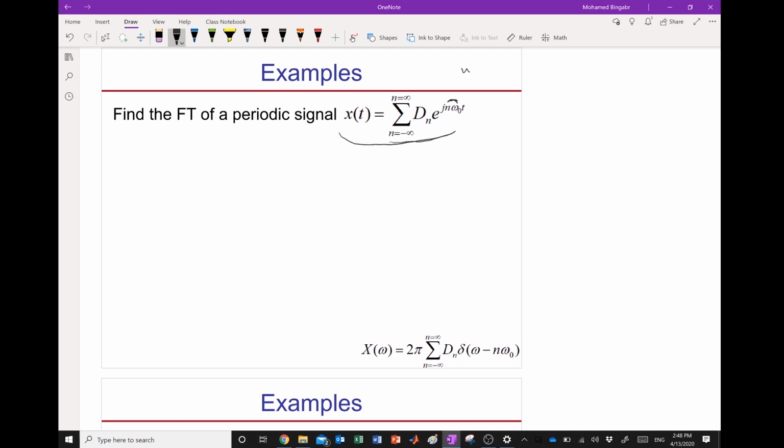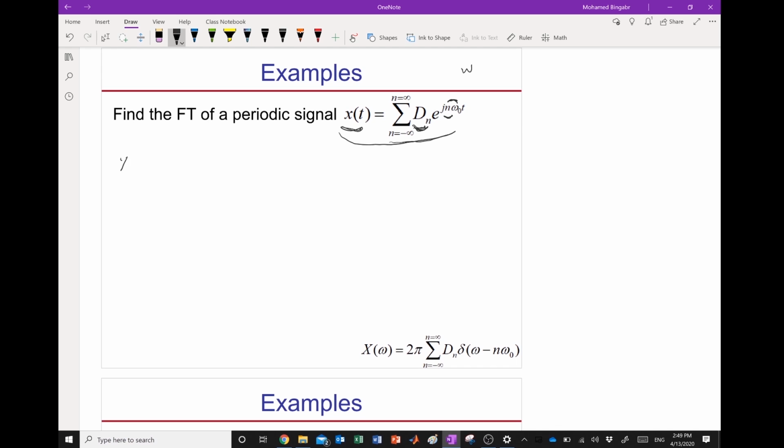So our ω is not continuous like in the Fourier transform. This signal x(t) is periodic, and it has only discrete frequencies, harmonics. It has a DC, ω0, 2ω0, 3, 4, 5, 6, 7, and so forth. And each harmonic will have its strength, Dn. So the fifth harmonic, 5ω0, its strength will be D5. But you are given this problem and asked to find the Fourier transform of x(t).